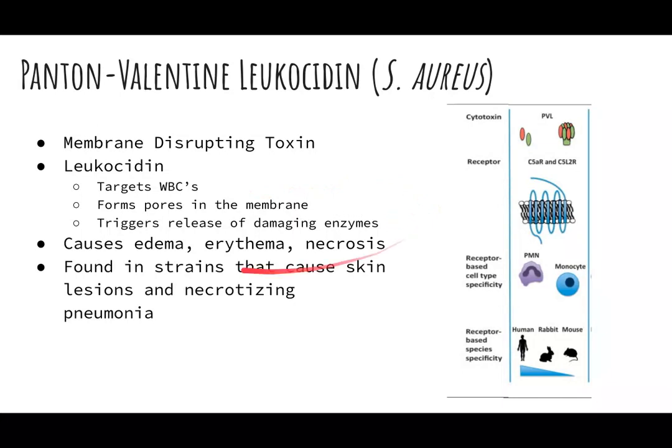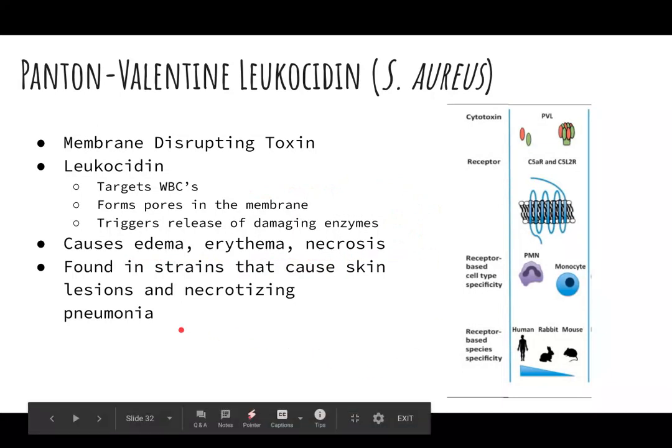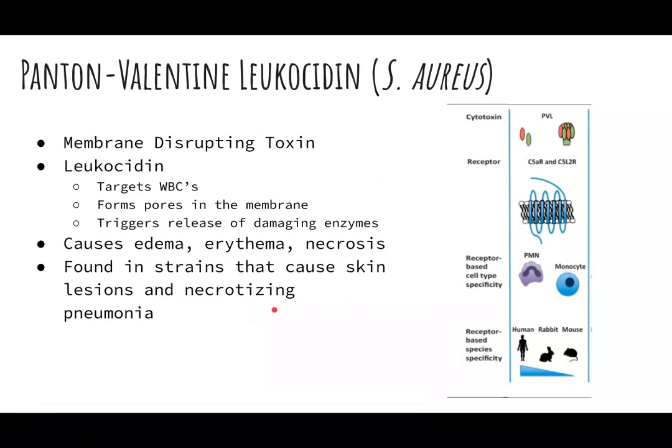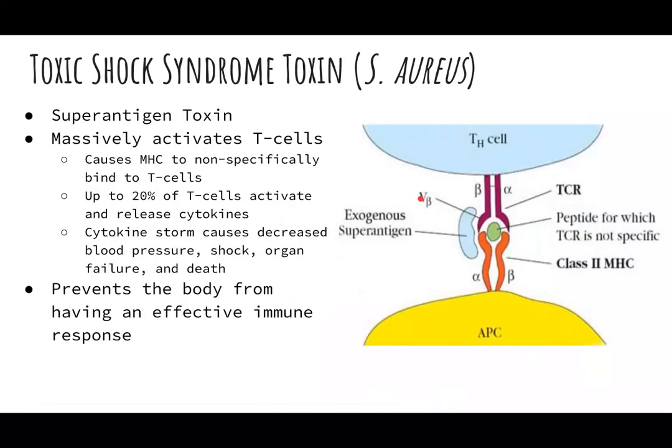These damaging enzymes cause edema, swelling, erythema, redness, and necrosis or tissue death, and this can actually lead to these skin lesions that help the bacteria to spread from host to host, while also killing off the white blood cells, preventing a normal immune response. Another toxin that can help protect bacteria from a normal immune response that's also made by certain strains of S. aureus is toxic shock syndrome toxin. This is a superantigen toxin.